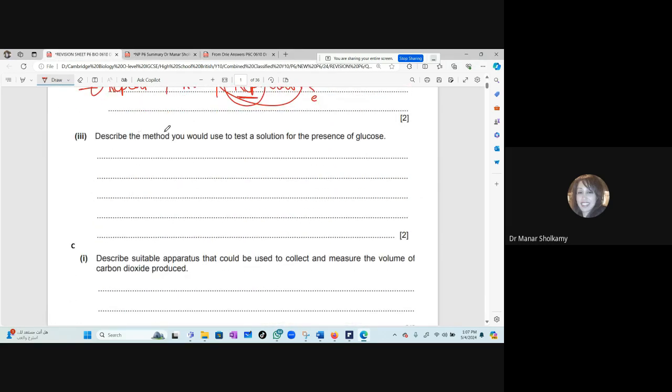Let's continue. Describe the method you would use to test a solution for the presence of glucose. Now, this is a good chance to revise our food test. How do I investigate glucose? Quickly, this is so easy.